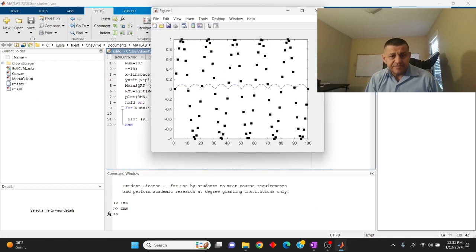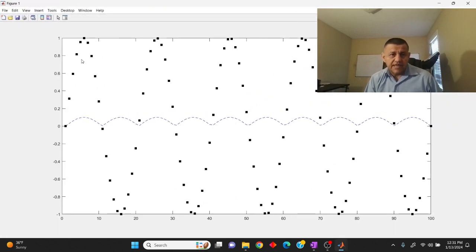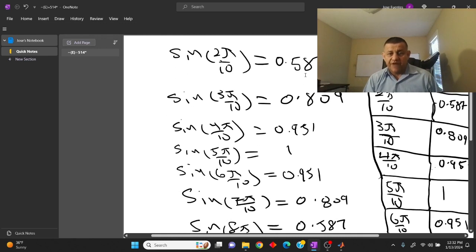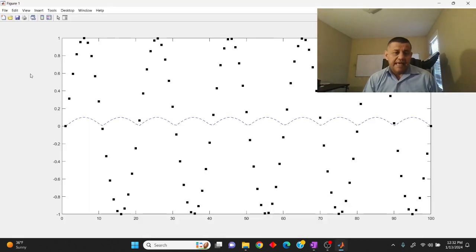Okay, so let's do this again. You can see, what is the value for this? We said that was about 0.3 something, and this is very close to the value that we got. And of course the maximum is going to be 1. So we go back to the OneNote. The first number we had was 0.30, the second number is 0.58. And over here, when we go to MATLAB, we see 0.312.